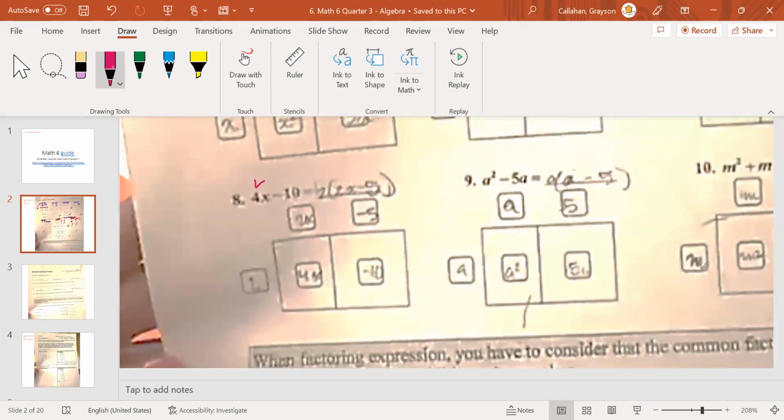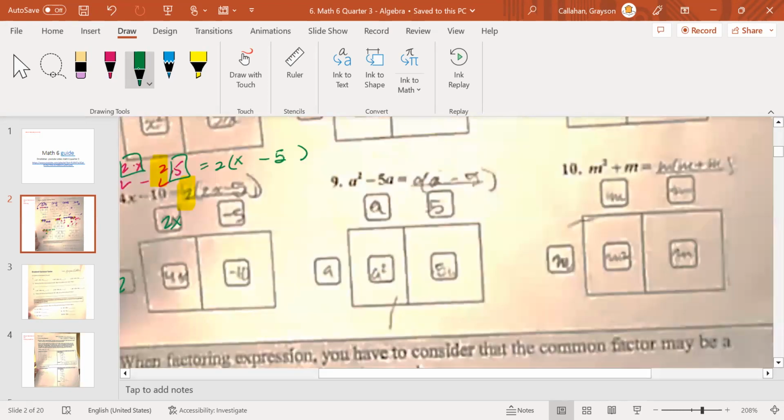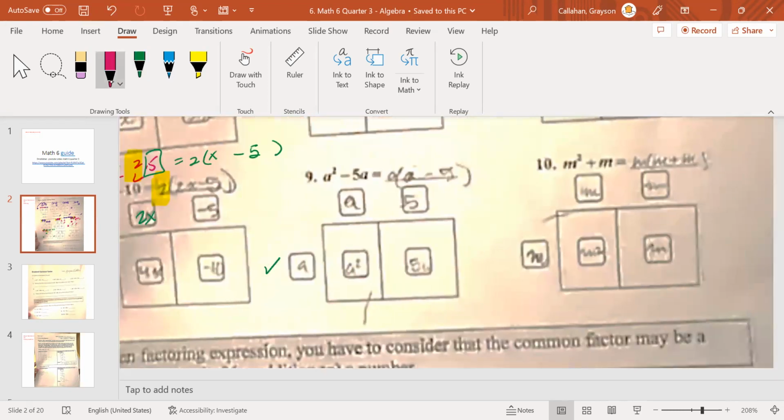Here, this is saying 2 times 2 times x, right? Minus 2 times 5 is 10. What do they both have in common? A 2, right? So what you do is you take the 2 out. What's left inside? It's a minus. You have a 2x on the first part, and then a 5 in the second part. So 2 times 2x is 4x. 2 times -5 is -10. So that's good. Okay, number 9.